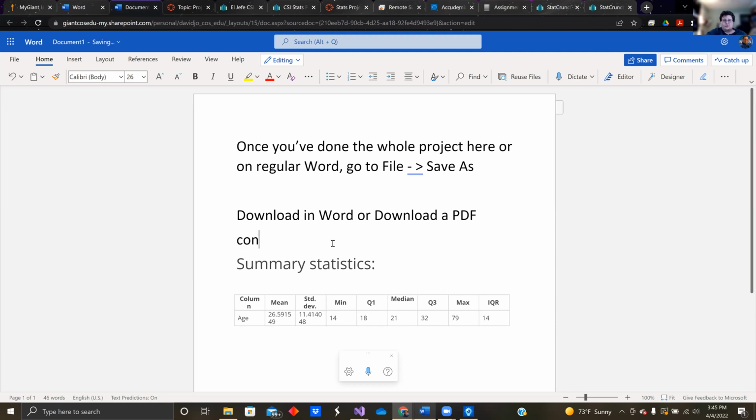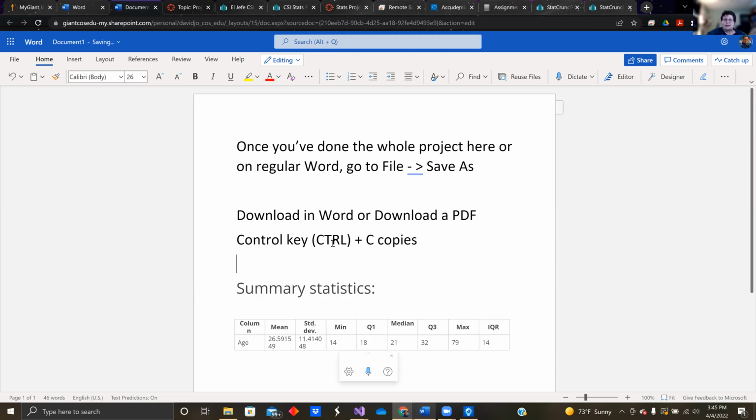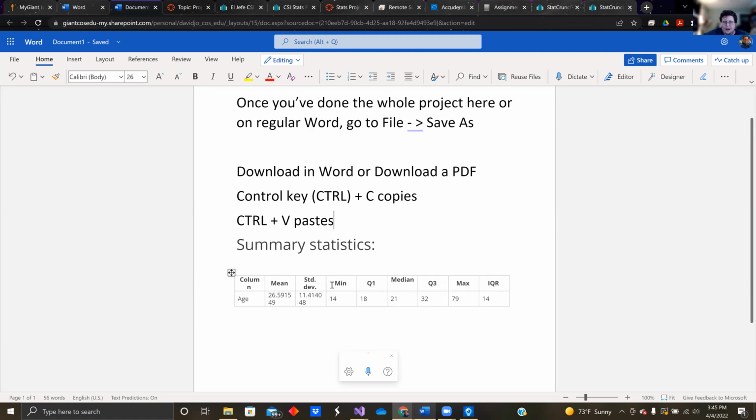So the Control key, which is the CTRL key, plus C copies, and CTRL plus V pastes. So I copied and pasted it here. You can edit the thickness so it looks a little bit better, like the standard deviation and mean probably should show their whole thing without being all squishy.